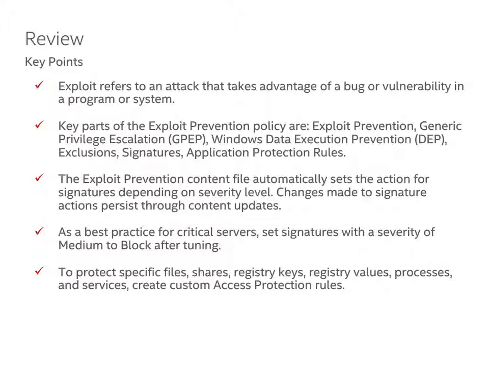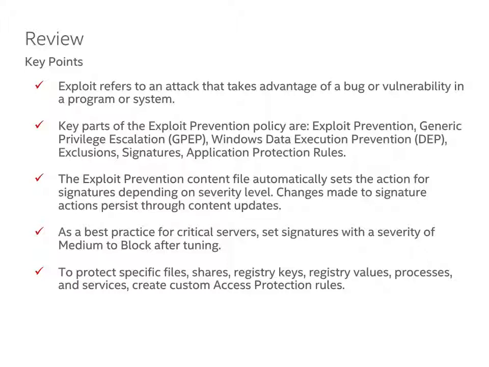The exploit prevention content files automatically set the signatures depending on the severity level. You can make changes to the signature actions by saying I want to either not block it, or block it. And if you do that, if you get any new content updates, that change will persist. The content updates will not overwrite what your policy says.